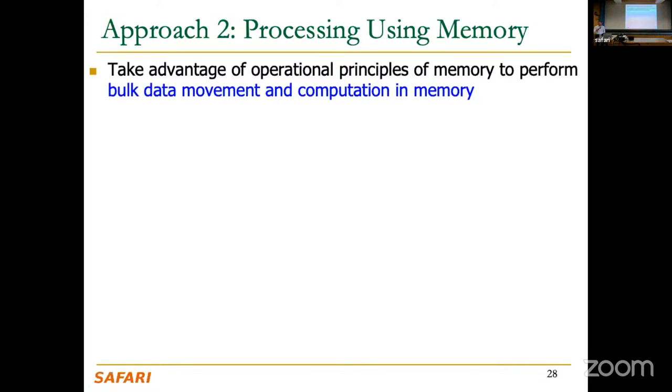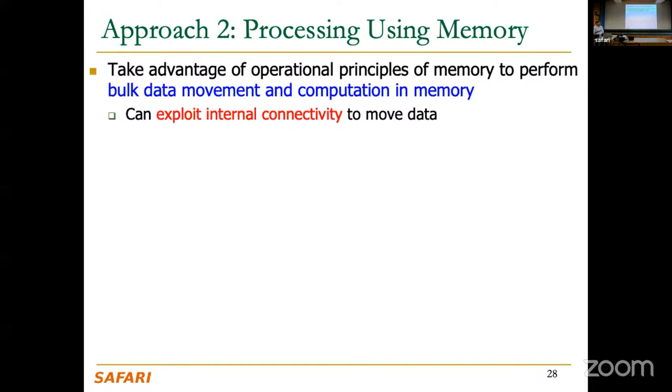The main definition of processing using memory is that we are going to use the operational principles of the memory cells themselves to perform computation. So you are going to use the DRAM cells to do computation or the flash cells to do computation without adding any other logic. It does not mean that we are not going to change a little bit of the design of the array cells so we can do computation more efficiently. That is possible, but all of that is just to support the computation. The computation still is done by just using the cells themselves.